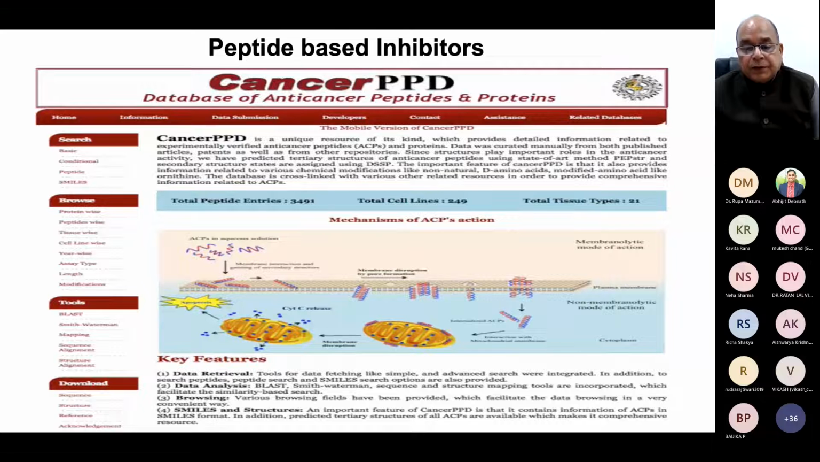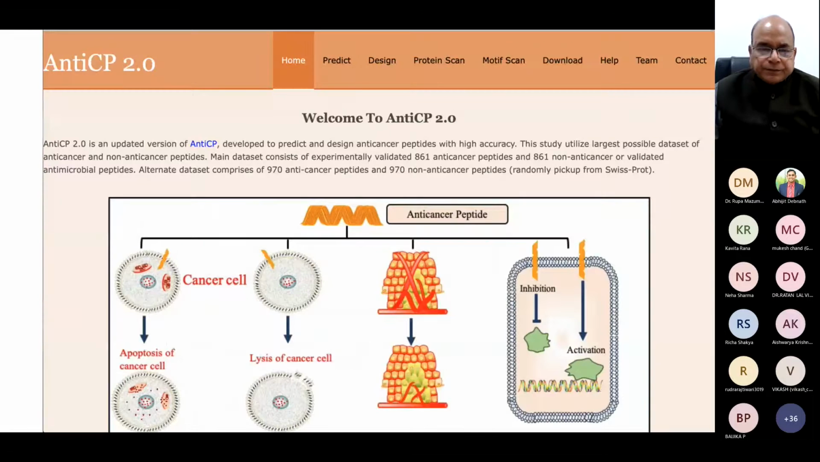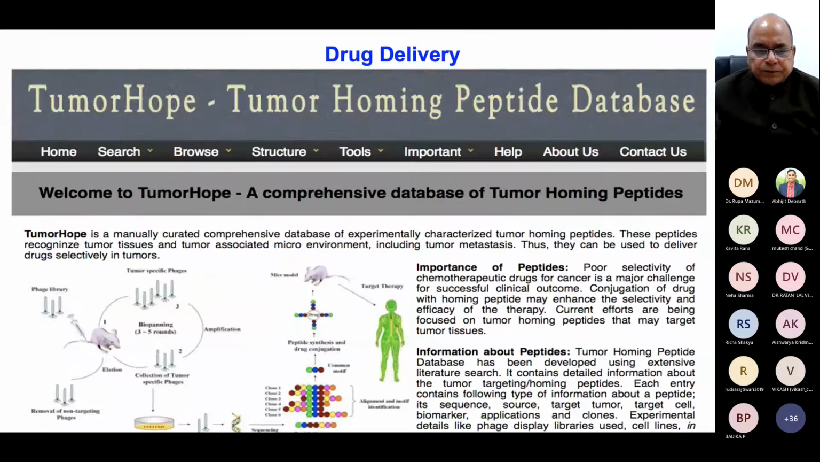This database, this server allows you to predict whether your peptide is an anti-cancer peptide or not. Or if you want to design a better anti-cancer peptide, with the help of this software you can design better anti-cancer peptides. So this is a method we have developed recently and it is available to you.